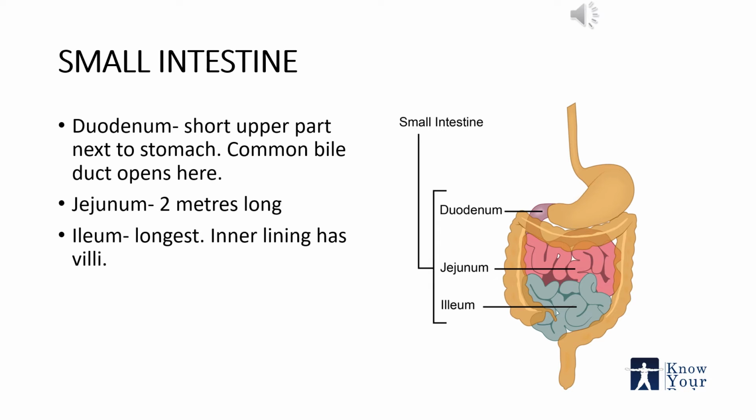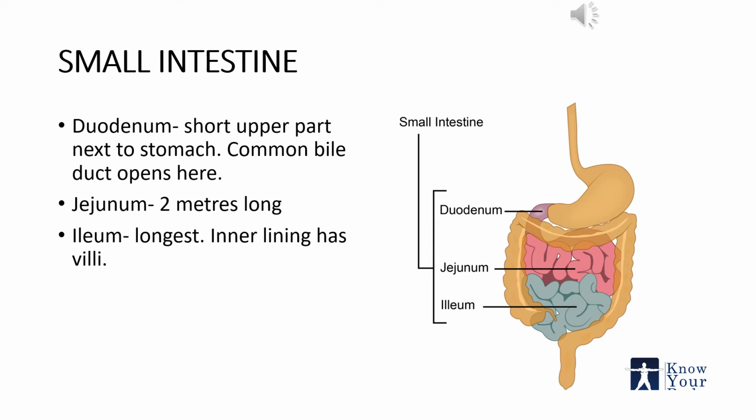The next destination after the stomach that the food goes into is the small intestine. It is the most coiled portion of our digestive tract. As we can see in the picture, from the base of the stomach, the duodenum or the first part of the small intestine is originating. It is the short upper part just next to the stomach. A common bile duct is opening here from the liver. We will see that in detail in later slides.